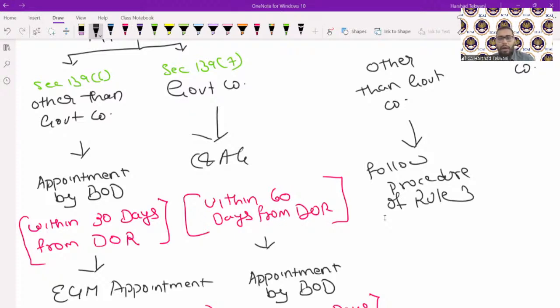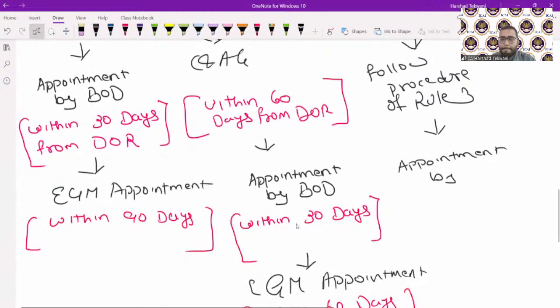Then, once you follow Rule 3, what you are required to do is appointment is required to be done by members in AGM. So as I said, it will be AGM to AGM. The appointment is done AGM to AGM. So appointment will be done by members in AGM.